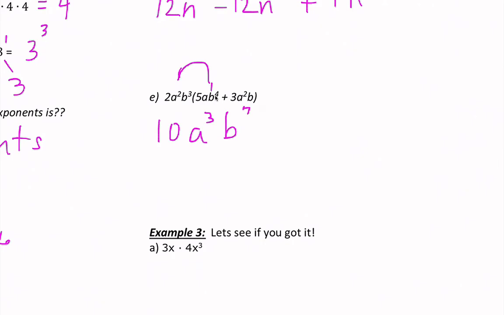Alright, my next loop, so I'm going to multiply 2a squared b to the third times 3a squared b. So I'll start with my coefficients, my big regular numbers. 2 times 3 is a positive 6.